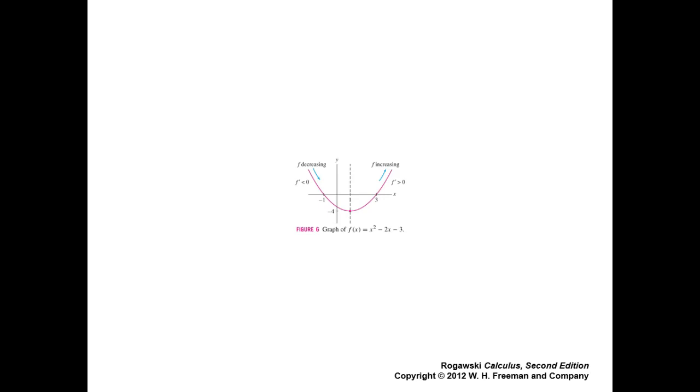Find the intervals on which f of x equals x squared minus 2x minus 3 is monotonic. Find the intervals over which they are.